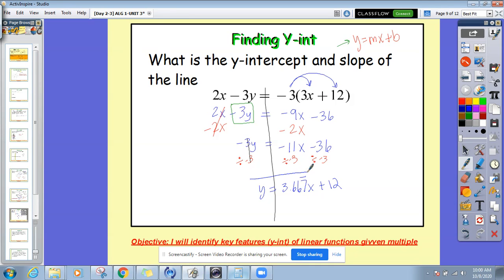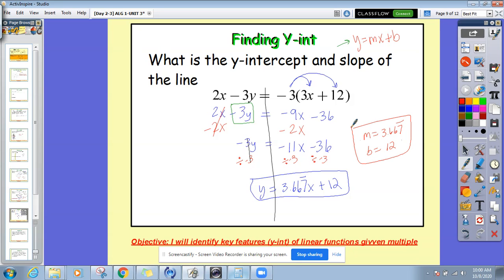So we've solved it. We have it y equals mx plus b. That's slope-intercept form. So now we know what's going on with this line. We know its slope is 3.66, repeating, and its y-intercept is 12.